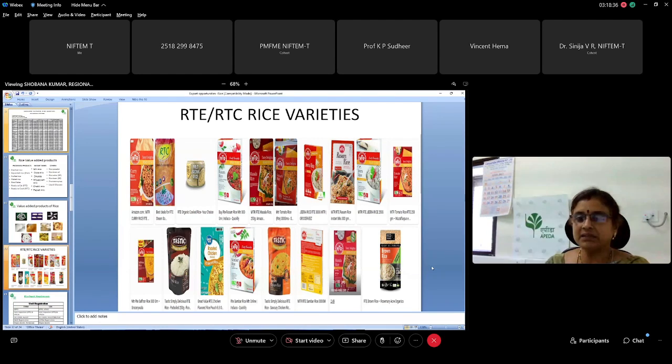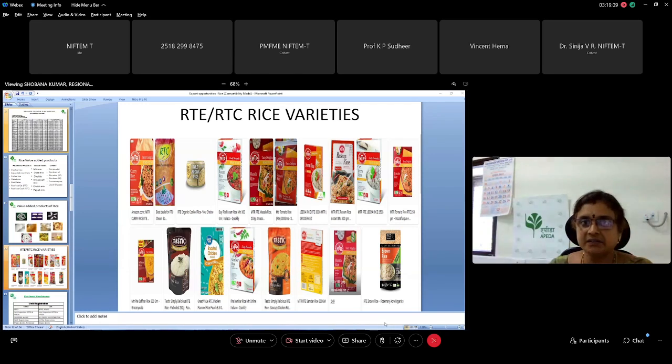So apart from MTR, there are many other brands also who are doing both vegetarian and non-vegetarian ready to eat and ready to cook rice varieties, which includes biryani, mutton, chicken biryani also, ready to eat. They are cooked and completely sealed and packed under hygienic conditions, and they are exported. You will have to just eat it after heating for 5 to 10 minutes.